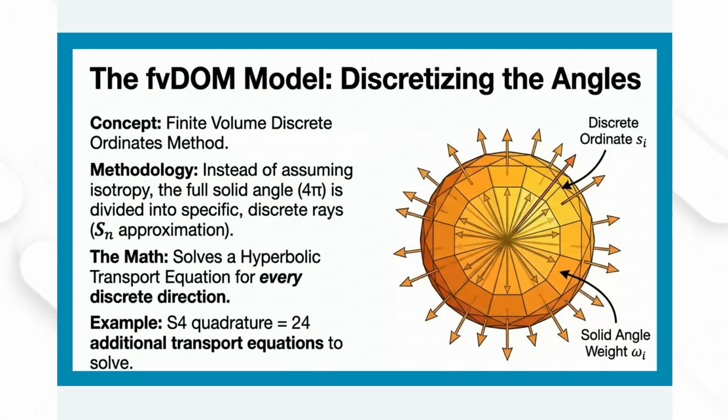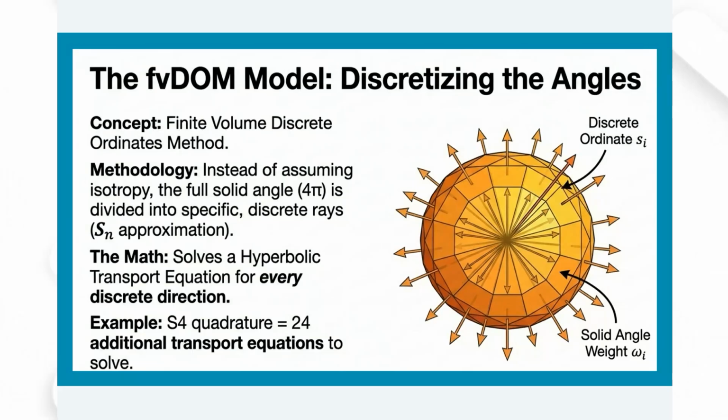So looking at the orange sphere on the right again, it represents the full field of vision, your 4 pi, essentially the angle here from a single cell center. The FV-DOM method chops this sphere into small discrete sectors represented by these arrows that we have, and this is called the S_n approximation. Each arrow represents a specific direction, specifically a direction vector that the solver tracks independently. It will calculate how much intensity is coming from or going to that specific slice of the sky.